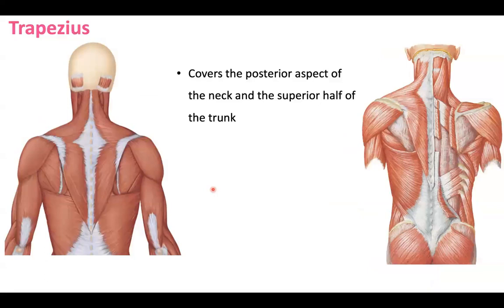First, let's see the trapezius muscle. Trapezius is a thin, flat muscle that covers the posterior aspect of our neck and the upper part of our back, the upper part of the trunk. It is named based on its shape. It's trapezoidal in shape, as you can see here.